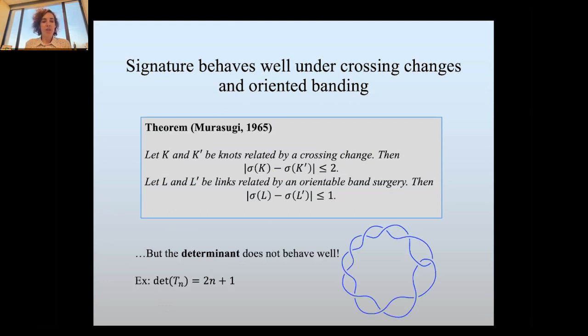But the determinant does not behave very well if we're looking at it from this perspective, if we're trying to bound it. So take, for example, the twist knots. The twist knots have determinant 2n+1, also another easy check. But any twist knot is related by one crossing change to the unknot.